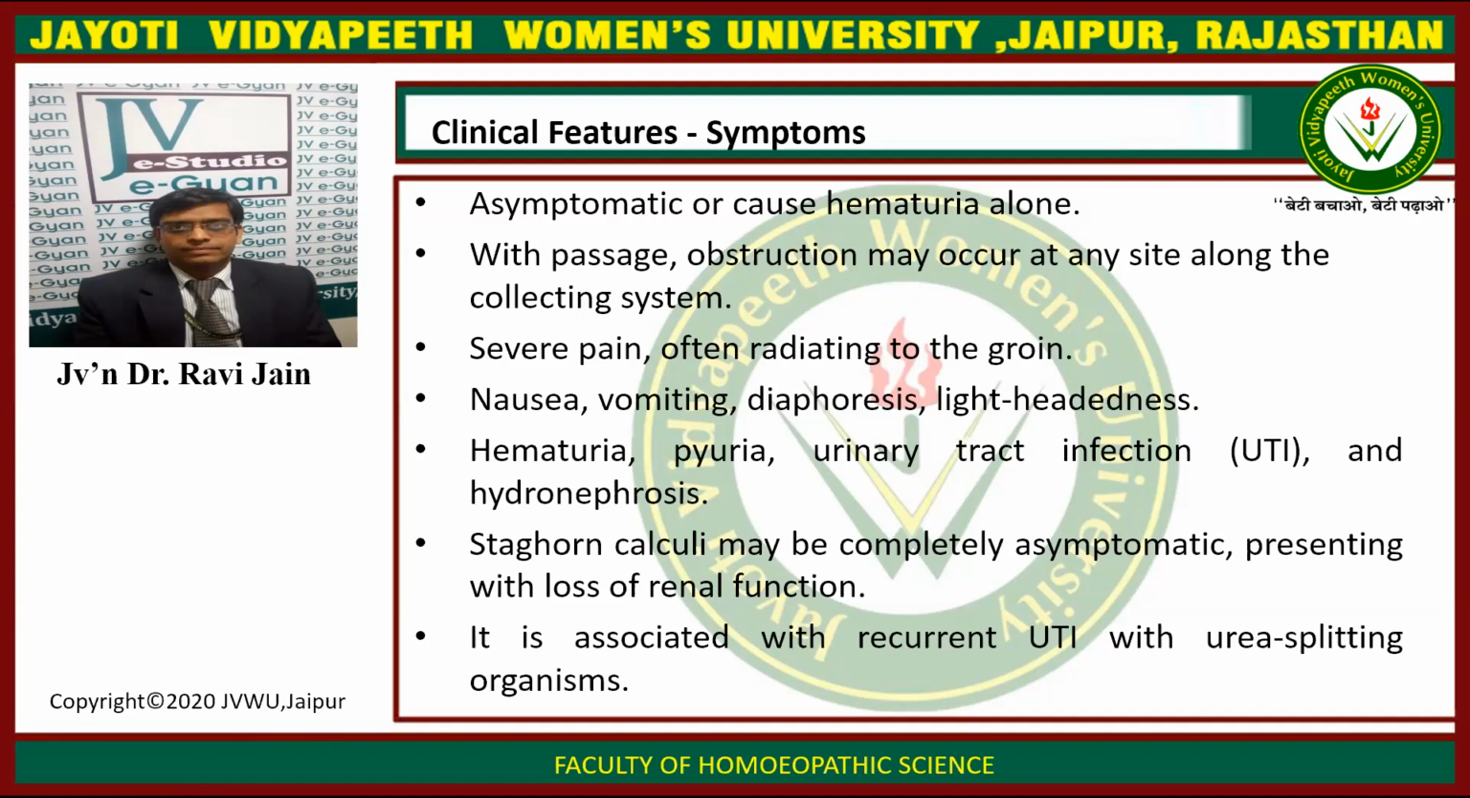Staghorn calculi are a kind of calculi that cannot be treated very easily. They may be completely asymptomatic. It slowly and steadily involves the entire kidney, presenting with a loss of function, and ultimately the whole kidney has to be removed. It is associated with recurrent UTI and urea-splitting organisms. So staghorn calculus is the most dangerous type of calculi, as it is asymptomatic and affects the kidney's function.